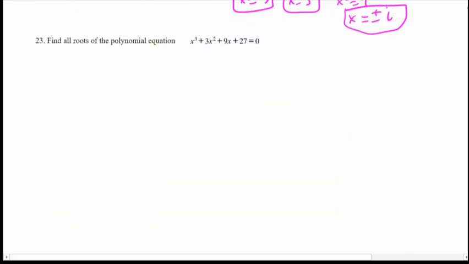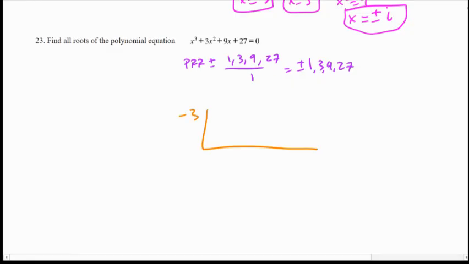Next, I'm going to do the same thing here, and just to find the possible rational roots, I got plus or minus 1, 3, 9, and 27 all over 1. And so I would go through and find which one works, just for time's sake. I'd try 1, negative 1, 3, and then negative 3. And negative 3 ends up being the one that works. So you can see it here.